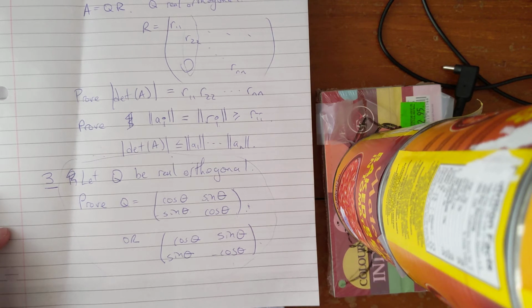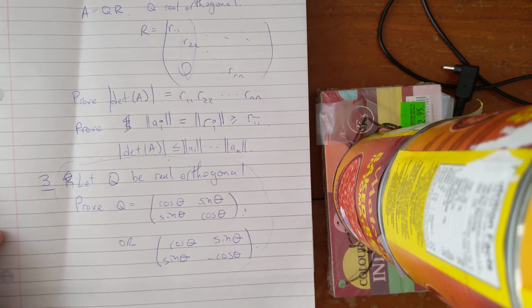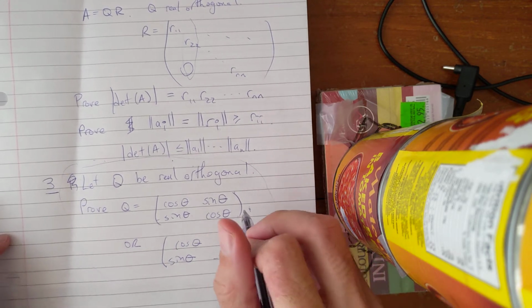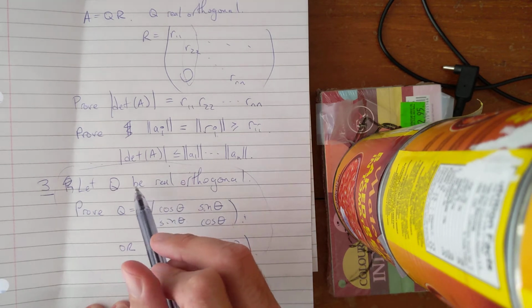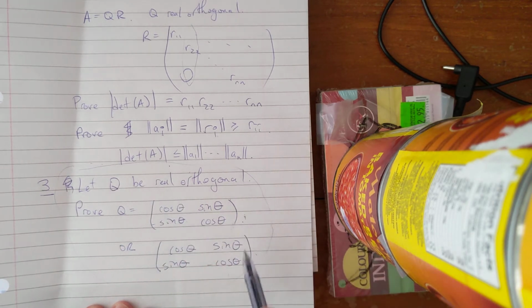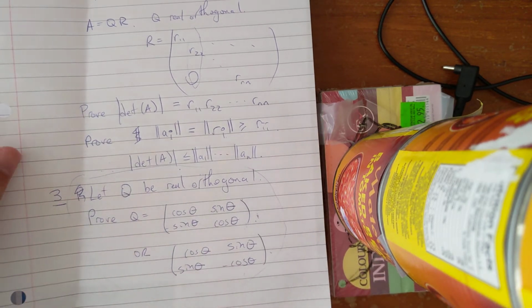Rotation and reflection is just another way of saying reflection across some different axis. Okay, so this is like a reflection, this is a rotation. Okay, so let's figure out how we can prove that any real orthogonal matrix has one of these two forms.